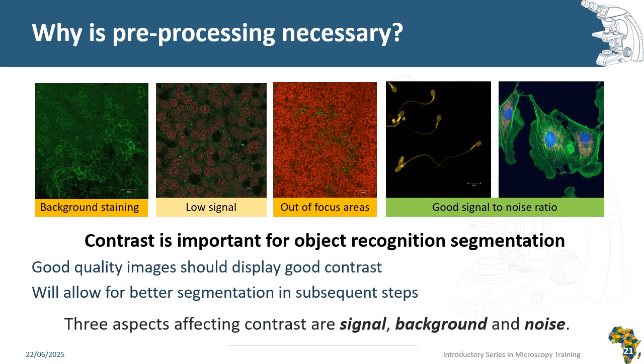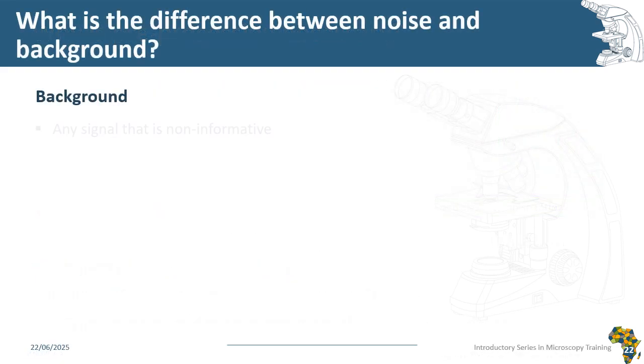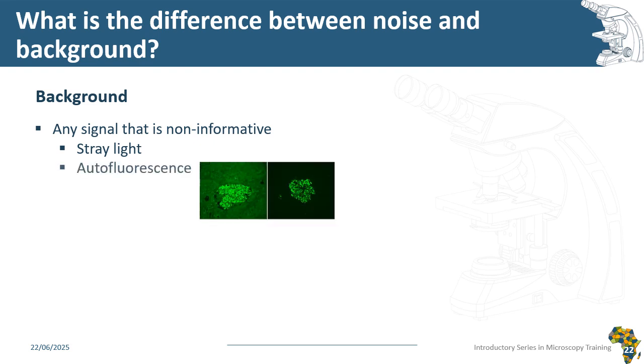Three aspects are the main ones that affect contrast, and they are signal, background, and noise. Let's have a few slides about what those are and try to understand a little bit more about how they play together to give you a good or a bad signal to noise ratio image. So first of all, it's nice to point out the difference between noise and background. Background is non-informative signal, so stray light, autofluorescence.